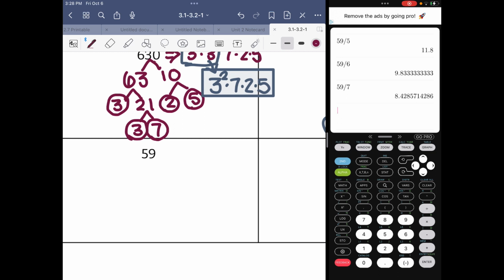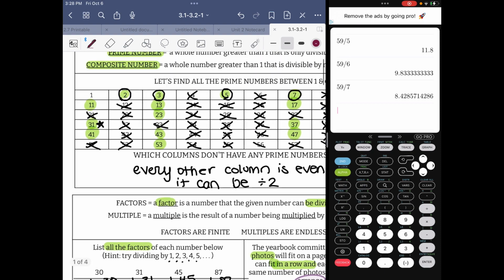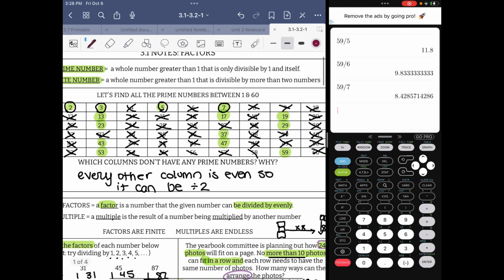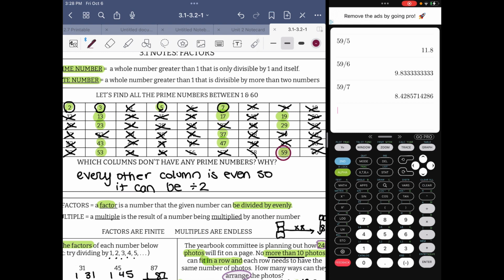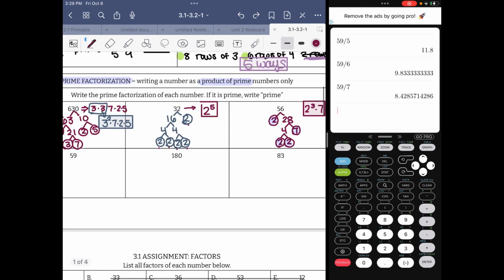Man, guys, nothing goes into it. They all gave me decimals. When that happens, what I want you to do is look at the top. There's a reason we listed every number between 1 and 60 that's prime. And 59, look at that. It is prime. So what that means is it doesn't have a prime factorization. What we do is we say prime.